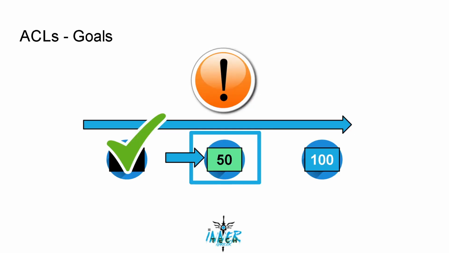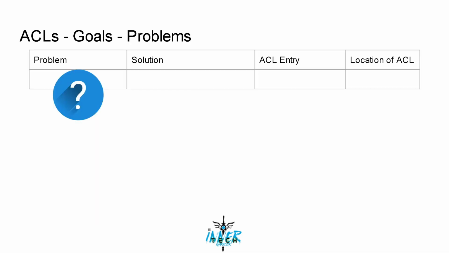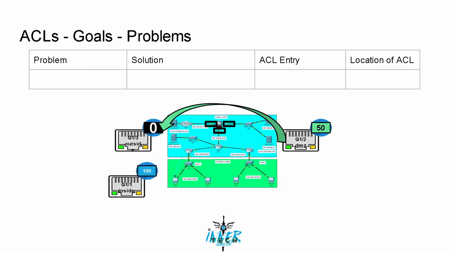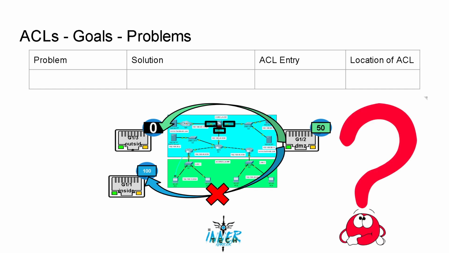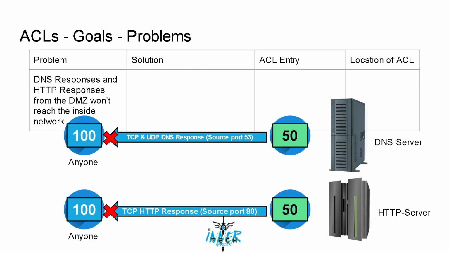Now let's move on to the next most restricted segment, which is the DMZ. So what problems do we face on this one? The DMZ is able to reach the outside network since security level 50 is allowed to connect to security level 0, so that's not the problem. But what about the inside network? Security level 50 is not allowed to connect to security level 100. So what does that mean? That means DNS responses and HTTP responses from the DMZ won't reach the inside network.